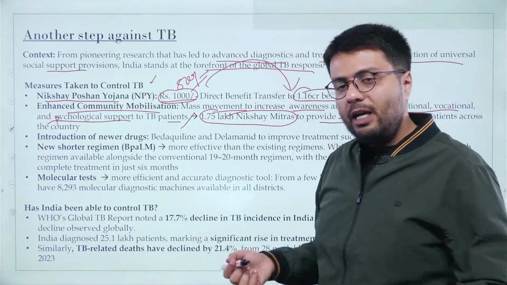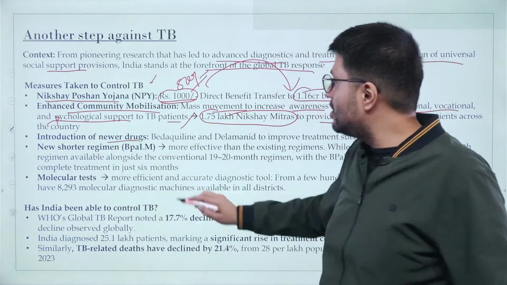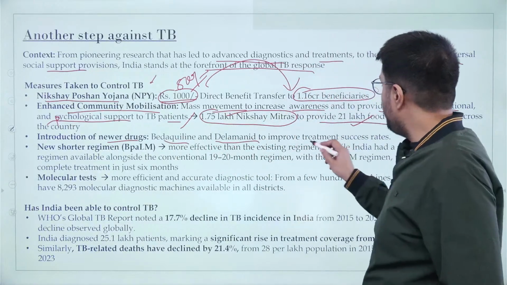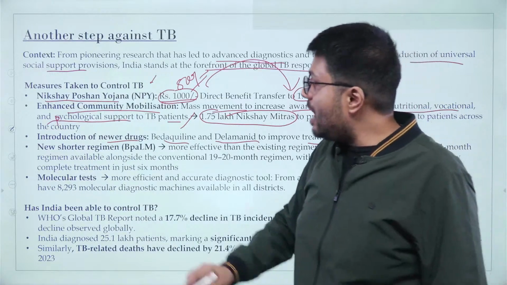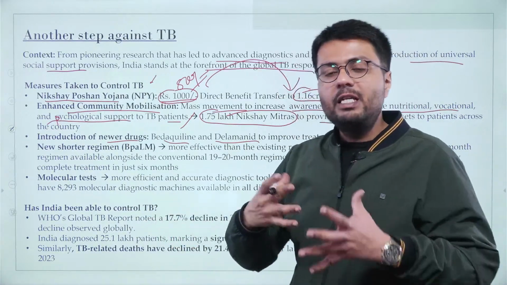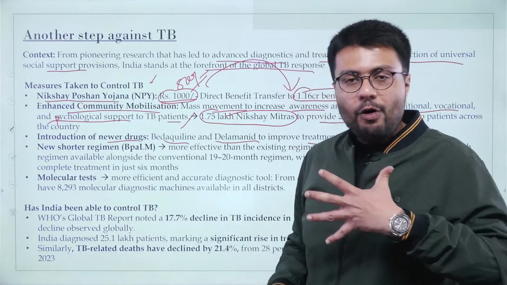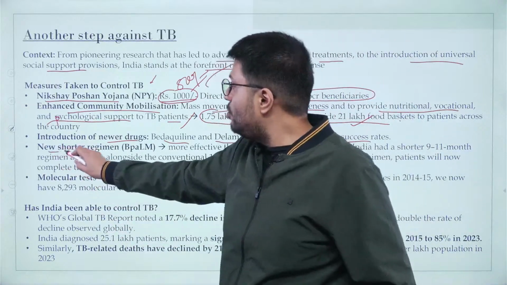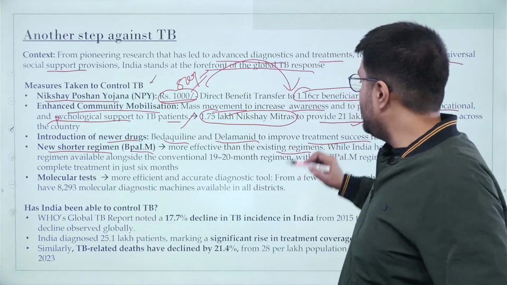Also, in order to treat TB patients, India has introduced newer drugs such as bedaquiline as well as delamanid, which will improve the treatment success rates in India. Now, there are different treatment regimes which people can take. And for people who want to get treated quickly, the government has introduced a new shorter regime called BPA-LM, which is more effective than the existing regimes.